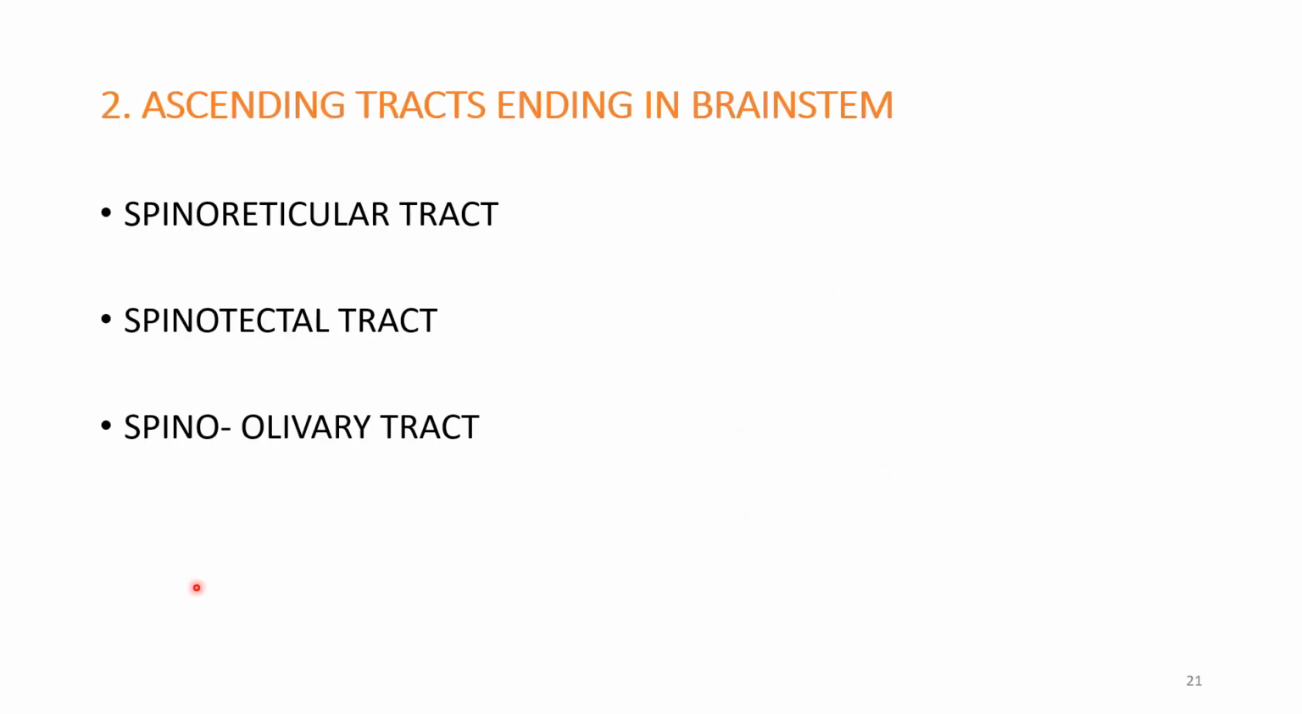Then come the ascending tracts ending in the brainstem. So some tracts will end in the brainstem. What are those tracts? Spino-reticular tract, spinotectal tract, spino-olivary tract.